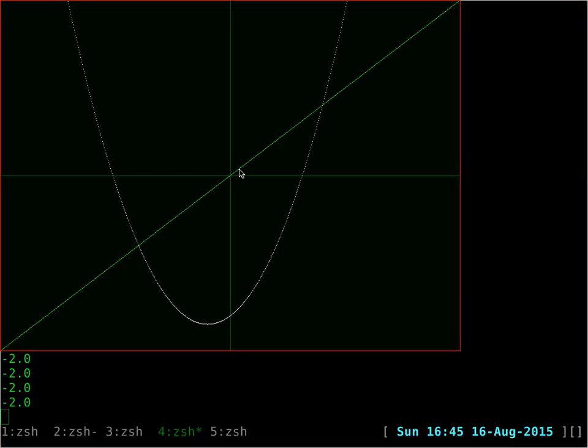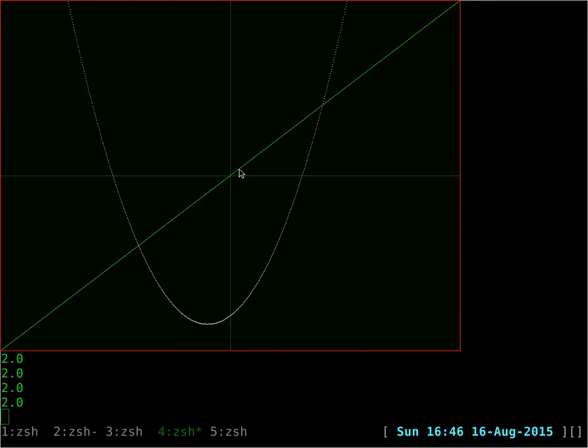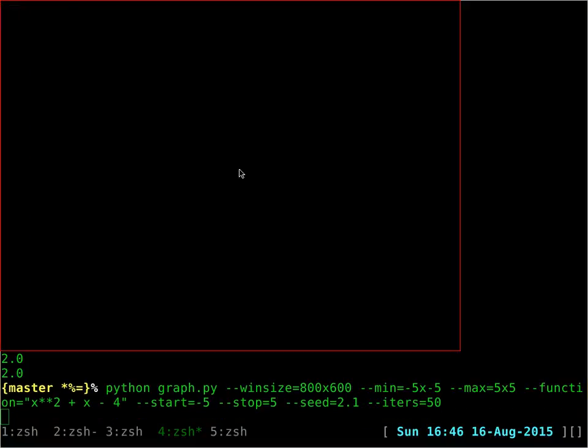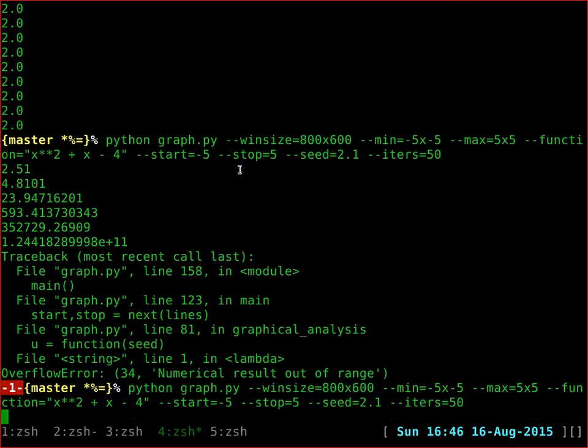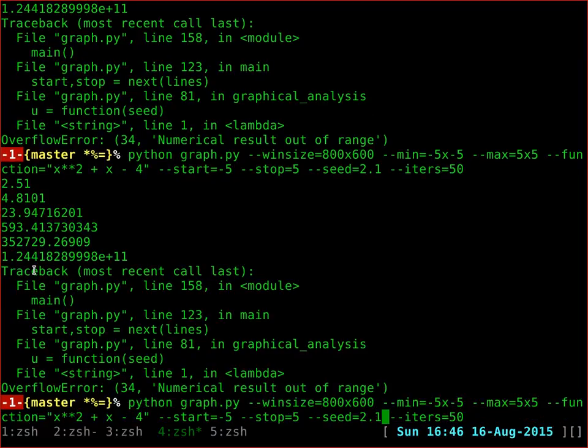So minus 2 is a fixed point. Right? It doesn't change. Similarly, plus 2 is also a fixed point. It doesn't change. Right? However, if you make this 2.1, it goes off to infinity. You can see it very quickly goes off to infinity, and the program crashes within just 1, 2, 3, 4, 5, 6 iterations. So 2 is a repelling fixed point.